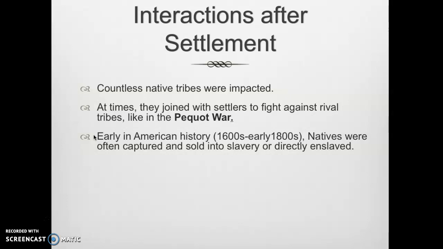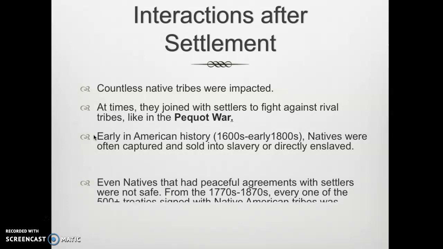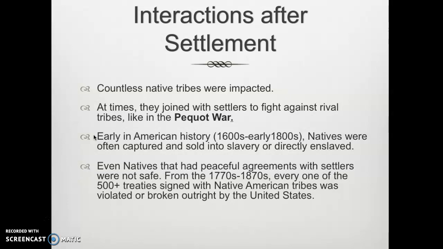But early in American history, a lot of Native Americans were just captured and enslaved or sold into slavery. But even the natives that signed treaties were not safe. From the 1770s to the 1870s, every single one of the 500 plus treaties signed with Native American tribes was violated or broken outright by the United States.